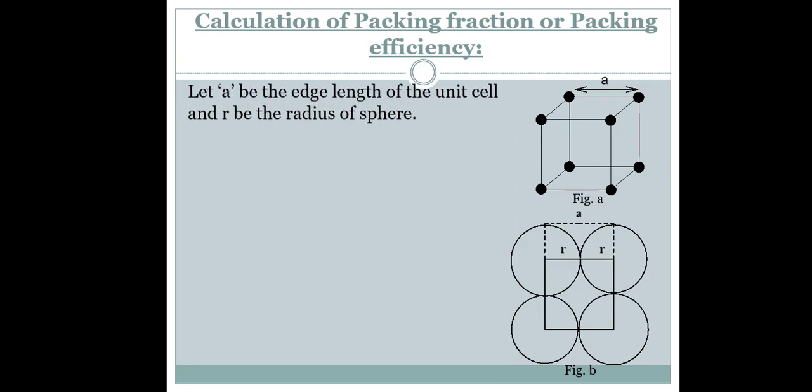So let a be the edge length of the unit cell and r be the radius of the sphere. I hope now we can understand that. As the spheres are touching each other, which we can clearly see from figure B, and it is very important to draw this too when you derive it, therefore a will be equal to 2r. Now we know that a equals 2r from figure B, which is very clear.